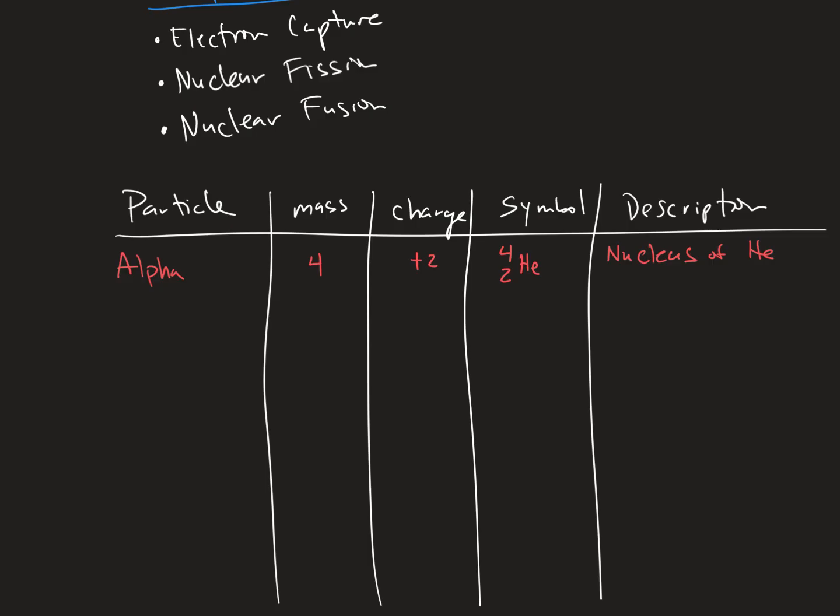So it has 2 protons, therefore a +2 charge. So basically, this bottom number represents the charge. Good? And the top number represents the mass. We kind of already knew that.